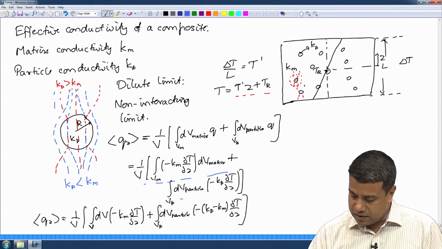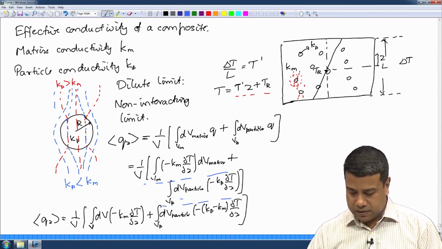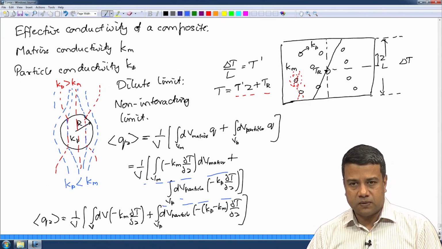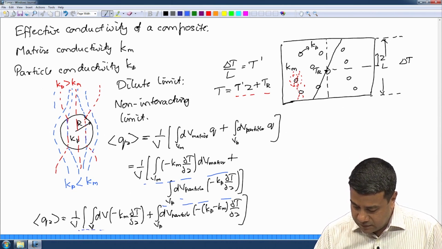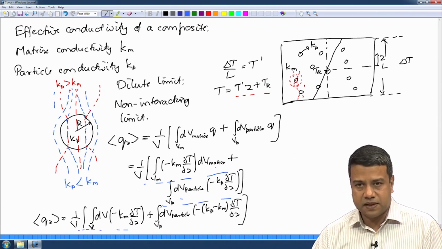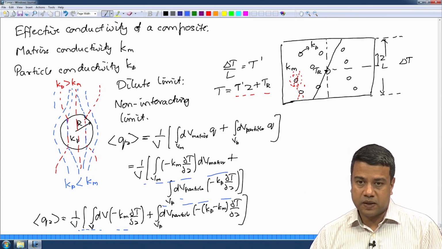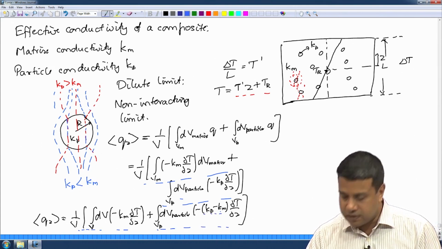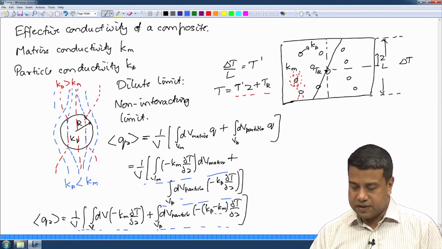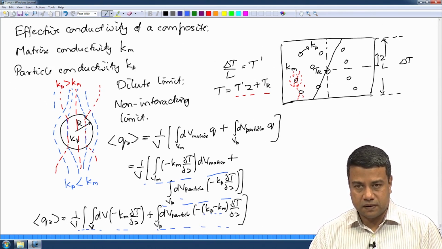These two terms, the first one was the integral over the matrix and the integral over the particles. For the second form, what I have done is taken an integral over the entire volume of minus Km times dT by dz. That counts both the particles and the matrix. Therefore, in the second term I have subtracted out the matrix contribution alone. You can easily see that the sum of these two terms gives you back the original heat flux.